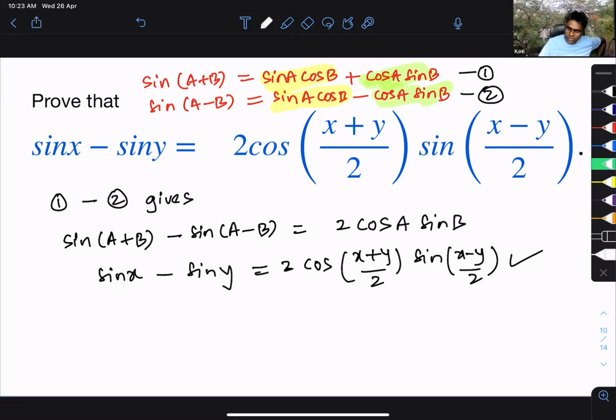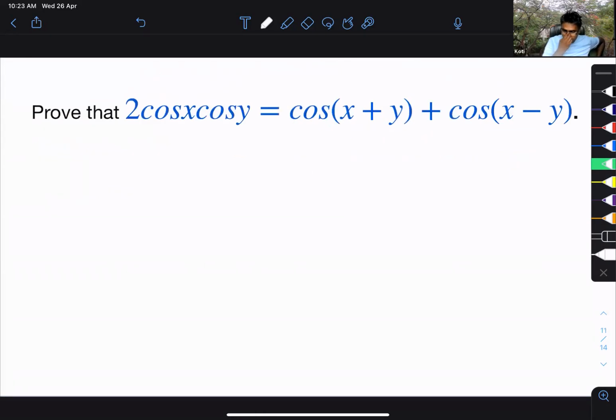Okay, so let's move on then. Now, again, these are dependent on what we just did. Let's say now we want, you have a product, you're going to sum.